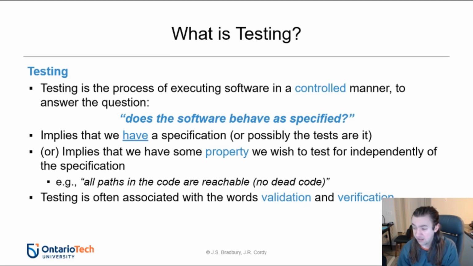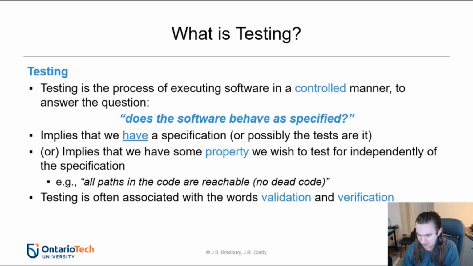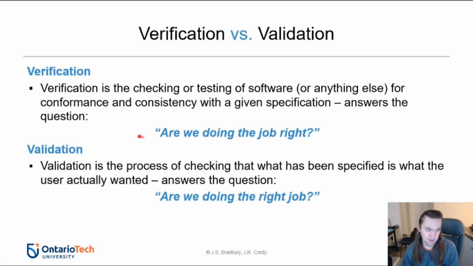Now, testing is associated with 2 words that we're going to define and differentiate very carefully in this course. Validation and verification. These are 2 different things that are both very related, and they are very easy to mix up, so it's important you don't. Verification is when, given some specification you have, you try to answer the question, are we doing the job right? So given a list of things that your software should do, can you ensure your software does those things? It doesn't do anything it's not supposed to, and it does all the things that it should.